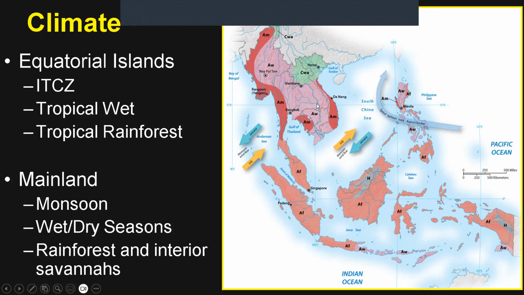But then in the wintertime, that reverses. And the winds now are going off the mainland, so they're dry, and they go out. And so that's what a monsoon is. You have a really wet, rainy season because of the change in wind patterns, and then you have a dry season. Vietnam is a little bit different.